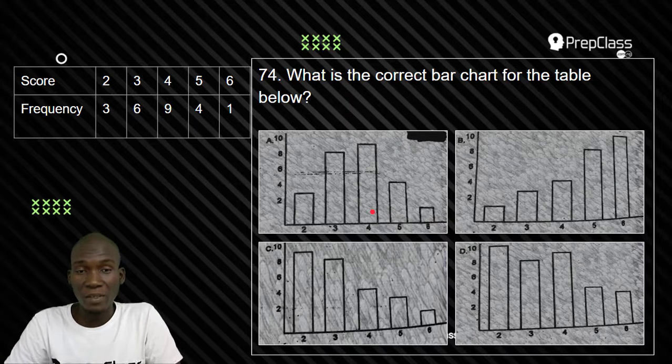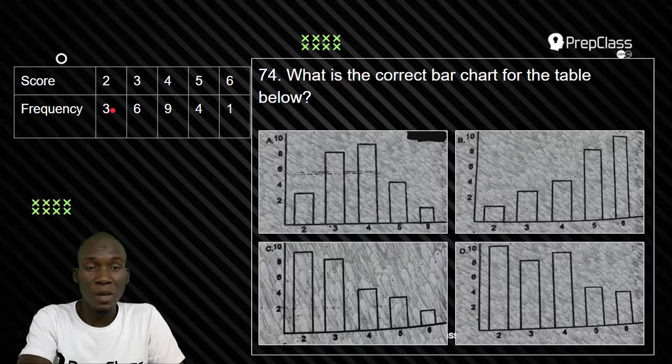Looking at the chart for A, 2 is having a frequency of 3 from the table. So here we have 2 having a frequency of 3. Very good. 3 is having a frequency of 6 from here, though it is not showing that 3 has a frequency of 6. Let's move to 4. 4 is having a frequency of 9. Okay, it is showing that. 5 has a frequency of 4. Good. 6 has a frequency of 1.